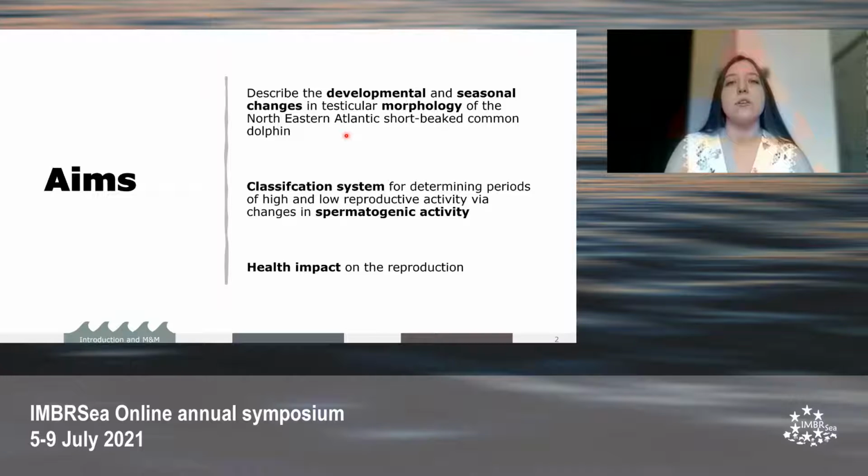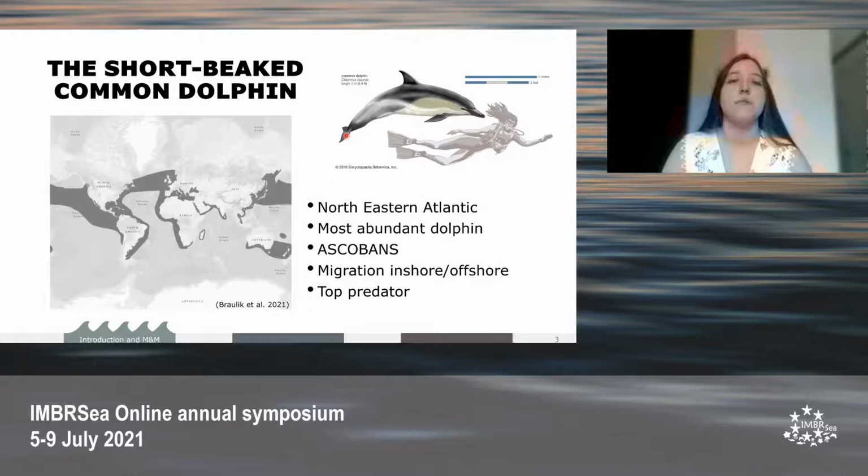A second aim of ours was to develop a classification system specifically for the species in order to determine periods of high and low reproductive activity. Our initial classification system was based on the criteria of spermatogenetic activity. An additional aim we had was to investigate the health impact on the reproduction. But first, I'll give you an overview of the species.